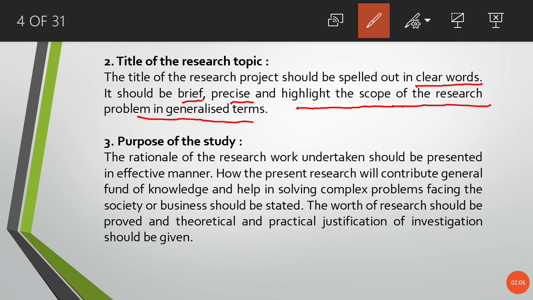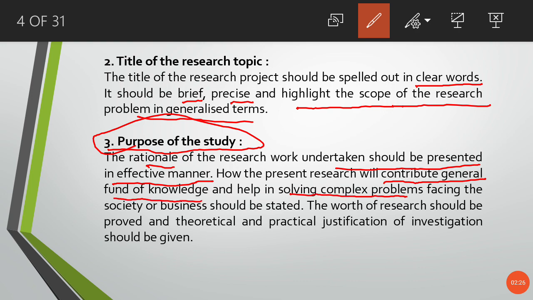3. Purpose of the study. The rationale of the research work undertaken should be presented in effective manner. How the present research will contribute to a general fund of knowledge and help in solving complex problems facing the society or businesses should be stated. The worth of research should be proved and theoretical and practical justification of investigation should be given.